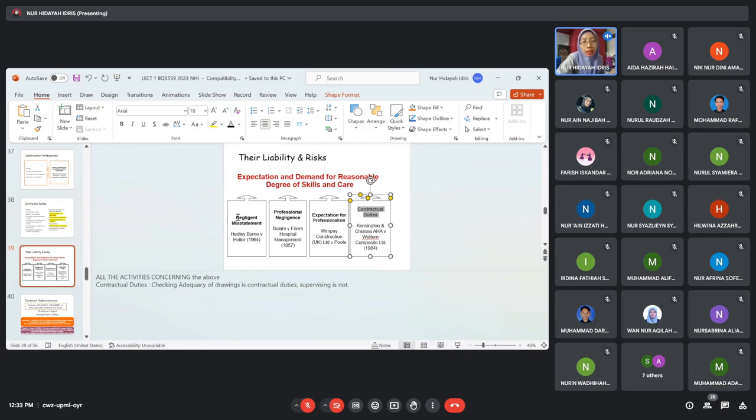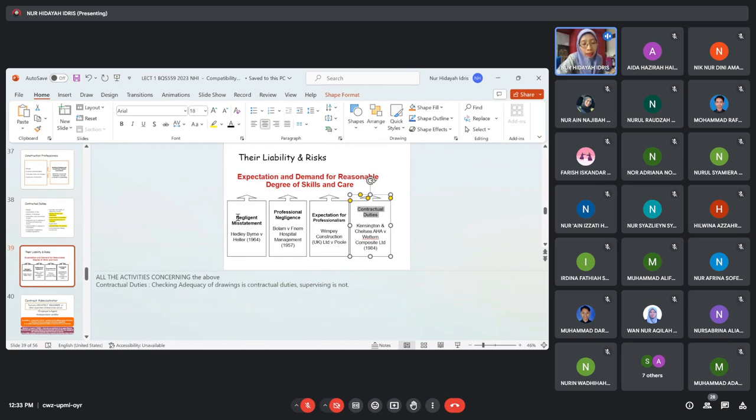So being an employer's agent as a professional, so mestilah avoid any kind of misstatement. So kalau dia ada buat misstatement, so basically dia adalah negligence lah, dia ada buat kecuaian dalam memberi kenyataan ataupun dalam memberi information. Okay, so dalam case Hadley Byrne ni, a special relationship between a plaintiff and defendant. So there must be a reliance placed by the plaintiff. The plaintiff itu adalah the client lah.